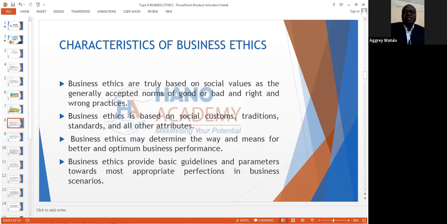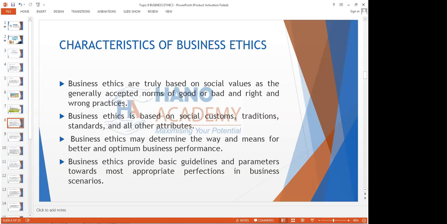So we move on and look at the characteristics of business ethics. Now that we have talked about the company culture, let's look at the characteristics of business ethics. What are some of these characteristics?